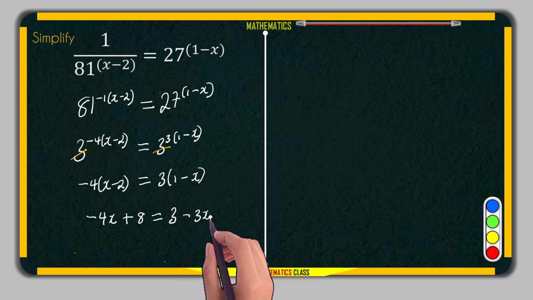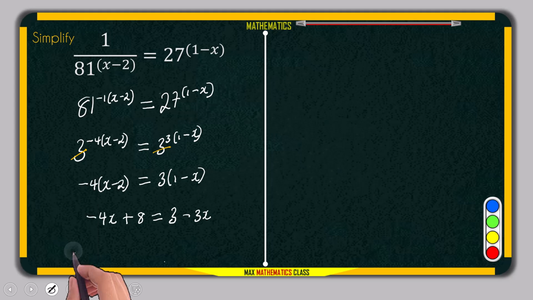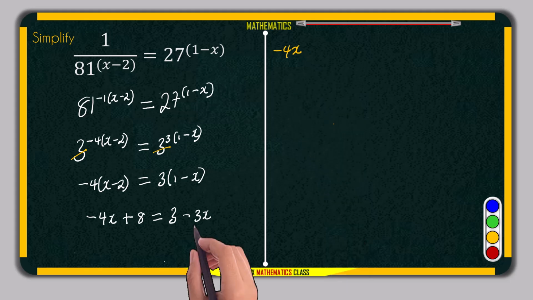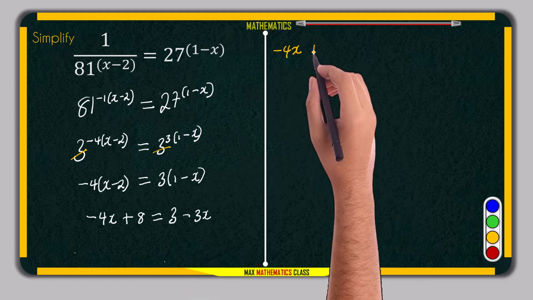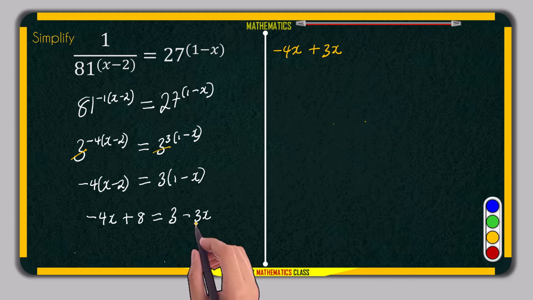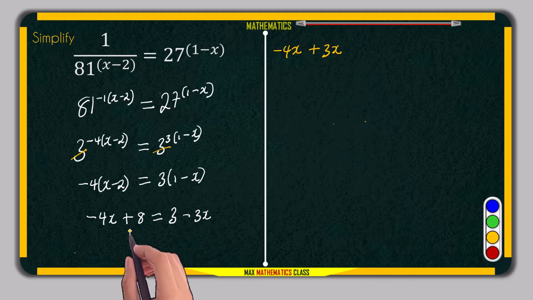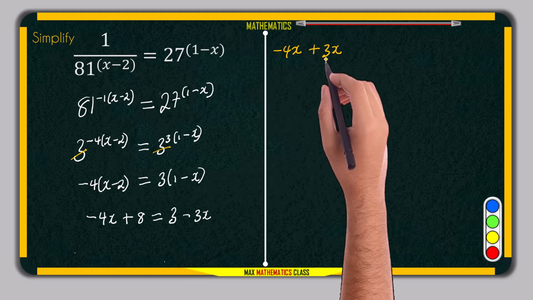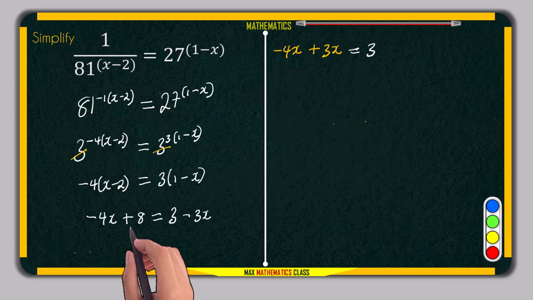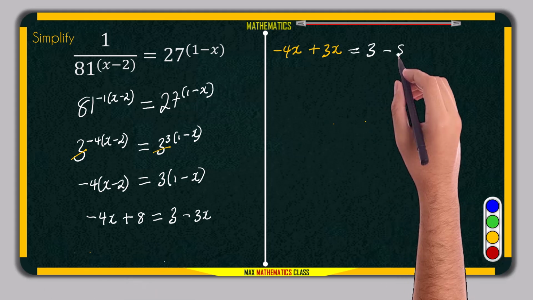So we are now going to collect the like terms. In collecting the like terms, we have this minus 4x and then minus 3x. Again, they are like terms. Now, minus 3x, when moved from the right-hand side of the equation to the left-hand side, will become plus 3x. On the left-hand side, we have plus 8. If we move it to the right-hand side, it will become minus 8.